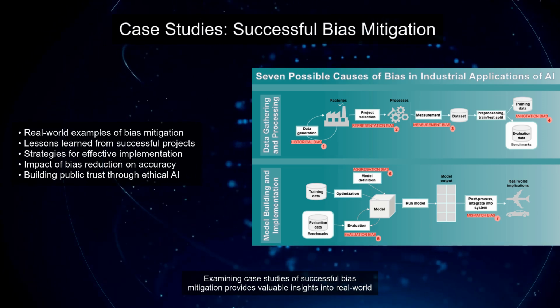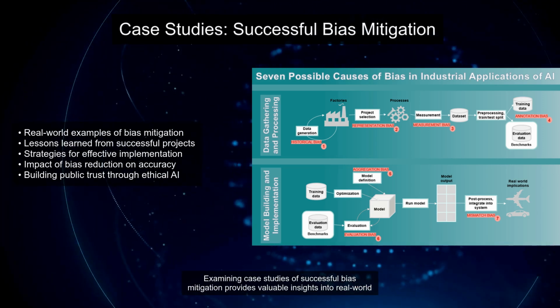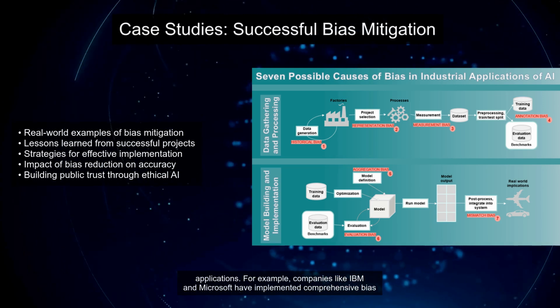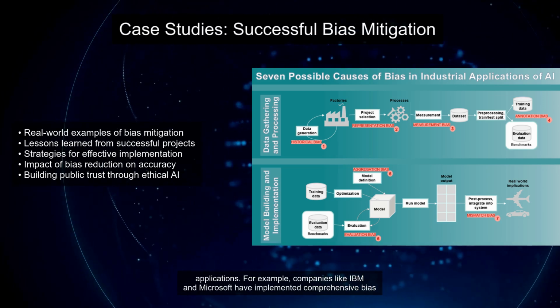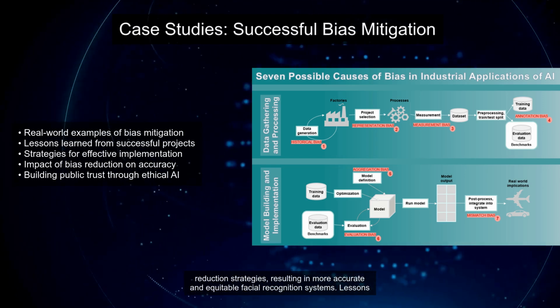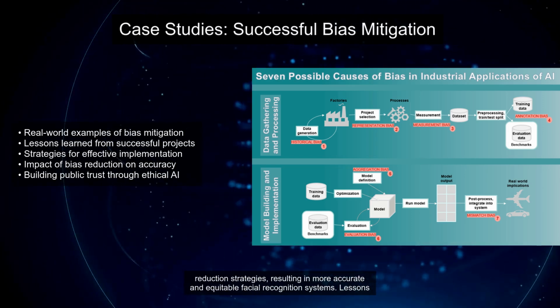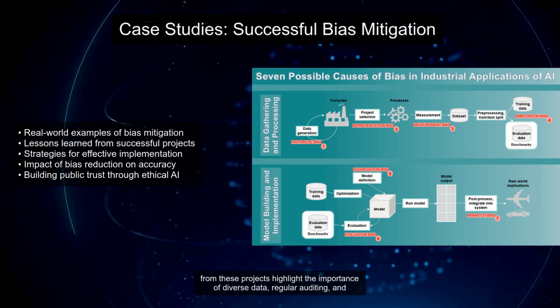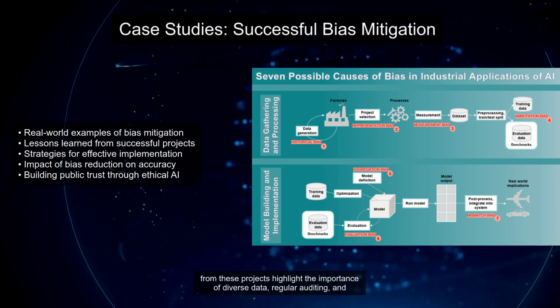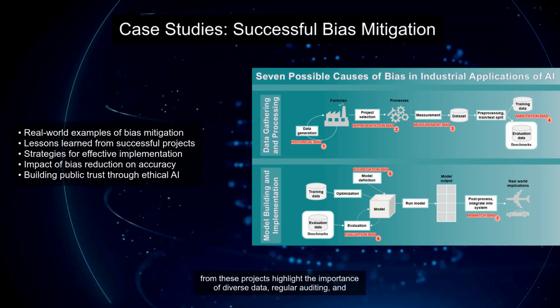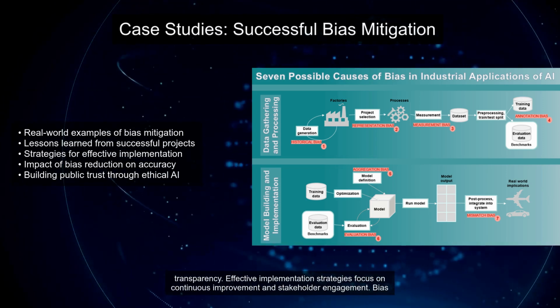Examining case studies of successful bias mitigation provides valuable insights into real-world applications. For example, companies like IBM and Microsoft have implemented comprehensive bias reduction strategies, resulting in more accurate and equitable facial recognition systems. Lessons from these projects highlight the importance of diverse data, regular auditing, and transparency.